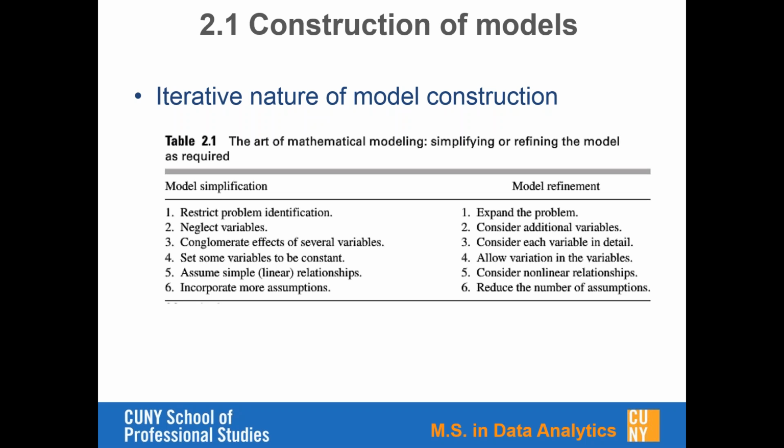And then how to refine a model. You expand the problem, consider additional variables, consider each variable in detail, allow variation in the variables, consider nonlinear relationships, and reduce the number of assumptions. That's model refinement. But as you can see, there's no clear cut. If I have a linear regression model with 100 variables that explains 98% of the variance, versus 10 variables that explain 95% of the variance of the data.